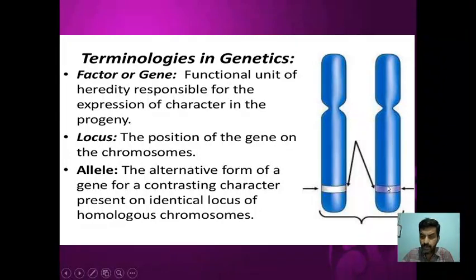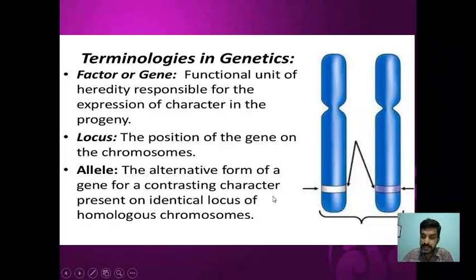These two forms of the genes we call alleles. An allele is the alternative form of a gene for a contrasting character. Say, for example, simply taking an example, this one is controlling tallness in the plant, this one is controlling dwarfness in the plant. That means they are slightly changed genes, but they occupy the same location. So contrasting characters are controlled by alleles present on identical loci of the homologous chromosomes.